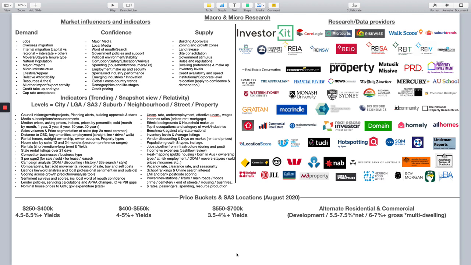Now, price buckets. When you have too many locations, it's difficult to understand what's happening everywhere. So at any given time, it may be between 5 and 15 locations, depending on how spread they are across different buckets that we look at across different parts of the country. I'll take you through to the next part, research and data providers.